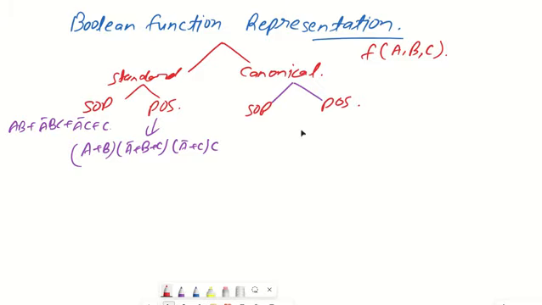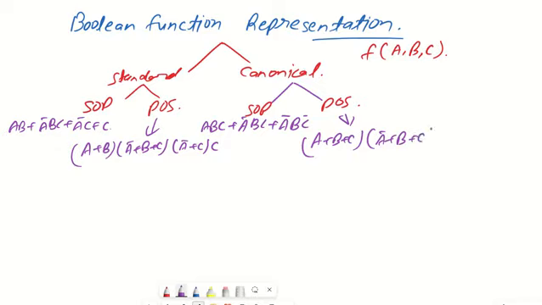Let me give an example for sum of products in canonical form. It will be of this form: ABC plus A bar BC plus A bar BC bar, like that. You have products and then summation of all of them. What will be the example of product of sums? I can have the same terms: (A plus B plus C) into (A bar plus B plus C) into (A bar plus B plus C bar). This is the example of product of sums in canonical form.